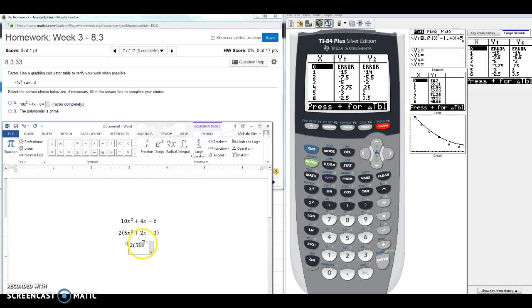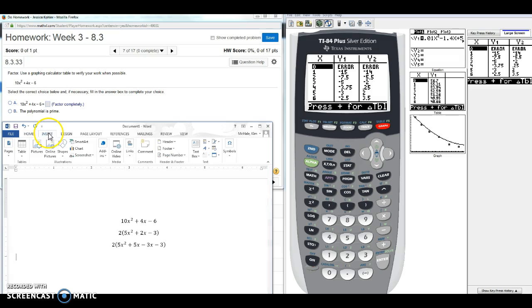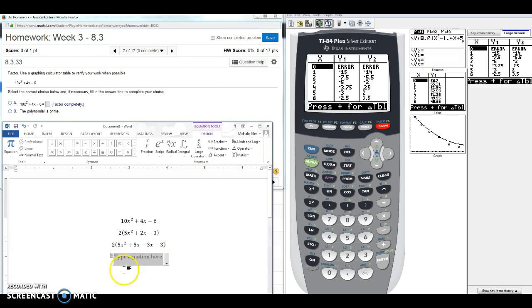5x squared. But instead of writing 2x, I'm going to write plus 5x minus 3x. That's just a different way to write 2x, but it's going to help us because it's going to end up giving me common factors when I factor by grouping. So let's factor this by grouping. Remember, when I have 4 terms, I can group 2 terms together and factor out the greatest common factor. I'm going to need 2 sets of parentheses now.